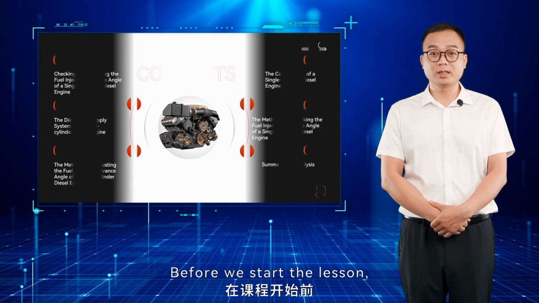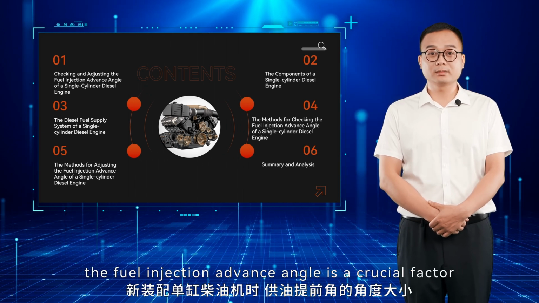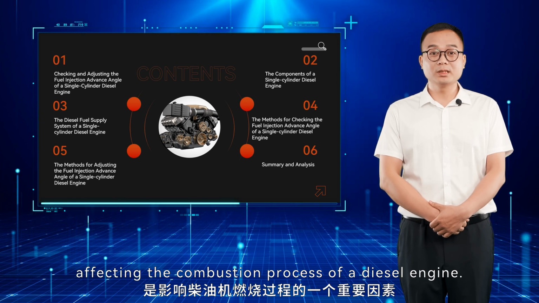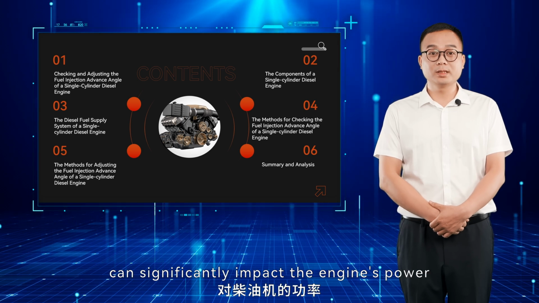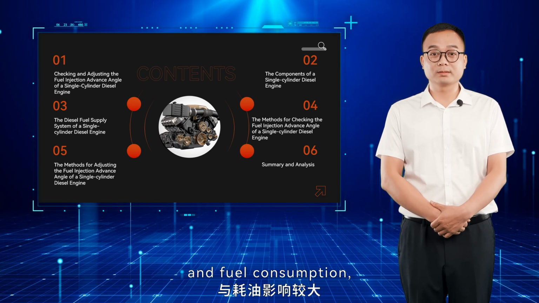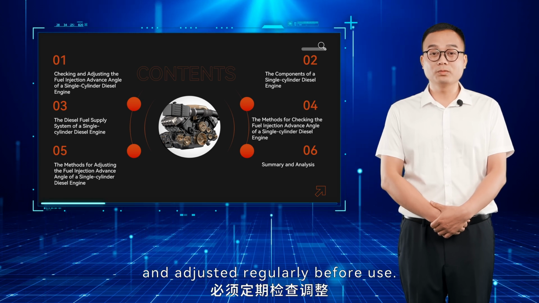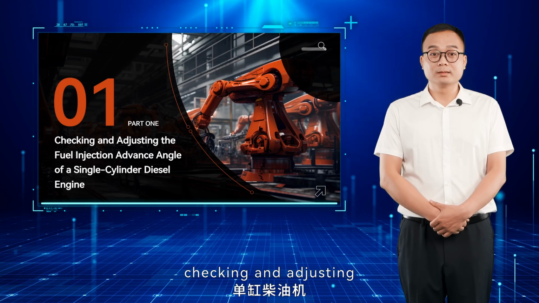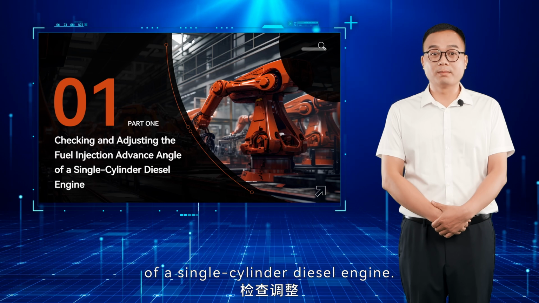Before we start the lesson, it's important to understand that the fuel injection advance angle is a crucial factor affecting the combustion process of a diesel engine. Incorrect fuel injection advance angle can significantly impact the engine's power and fuel consumption, so it must be checked and adjusted regularly before use. In this lesson, we will learn about checking and adjusting the fuel injection advance angle of a single-cylinder diesel engine.